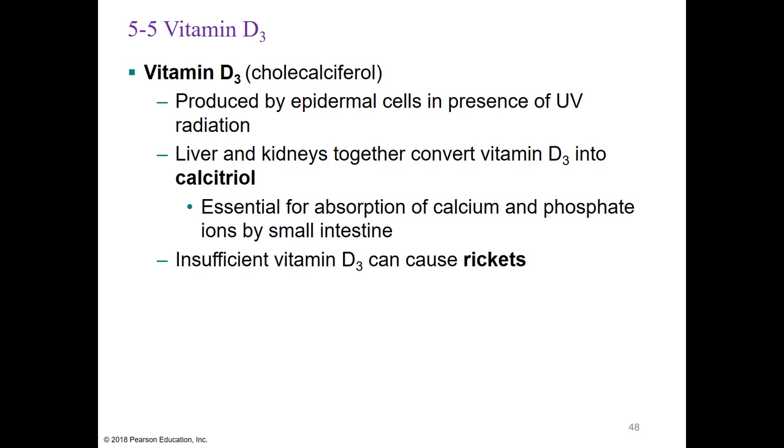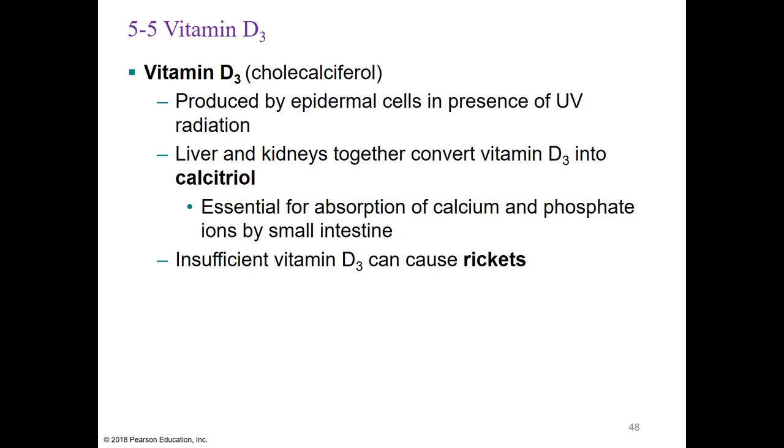So vitamin D is produced by epidermal cells in the presence of UV radiation. So we talked about how a little bit is good, but too much can be dangerous. The liver and the kidneys together convert vitamin D into something called calcitriol. Calcitriol is essential for absorption of calcium and phosphate ions by the small intestine. So if we want to have strong bones, we need calcitriol. And we can't get calcitriol unless we have a little bit of UV radiation so that we can convert our vitamin D.